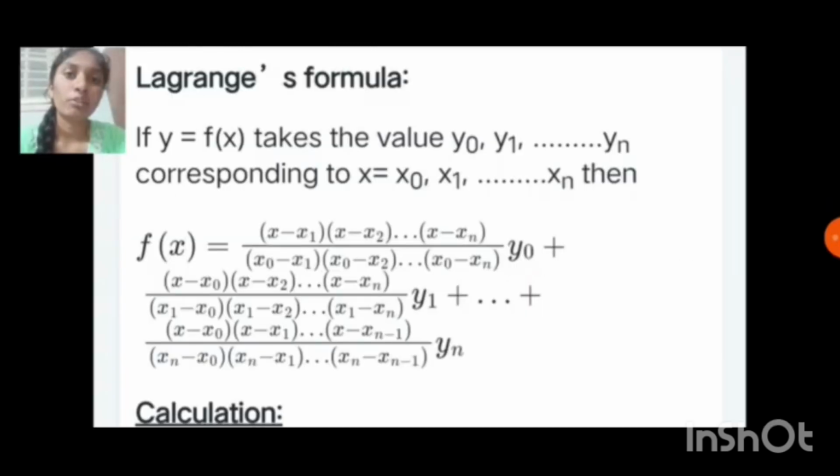This is the Lagrange interpolation formula. Let me show one example problem based on Lagrange's formula. f of x is equal to (x minus x1)(x minus x2) till (x minus xn) divided by (x naught minus x1)(x naught minus x2) till (x naught minus xn) into y naught, plus (x minus x naught)(x minus x2) till (x minus xn) divided by (x1 minus x naught)(x1 minus x2) till (x1 minus xn) into y1, plus and so on, till (x minus x naught)(x minus x1) and so on till (x minus xn minus 1) divided by (xn minus x naught)(xn minus x1) till (xn minus xn minus 1) into yn.